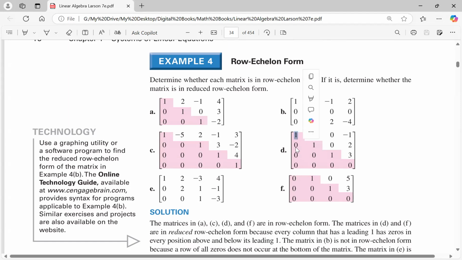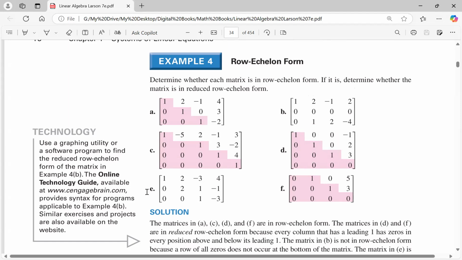Now you look at D, same thing. You have 1, 0, 0, 0 beneath. You have 1, 0, 0. You have 1, 0. And of course, in the fourth row there is no 1. So it's all zeros, and that's fine. So D is also in its echelon form.